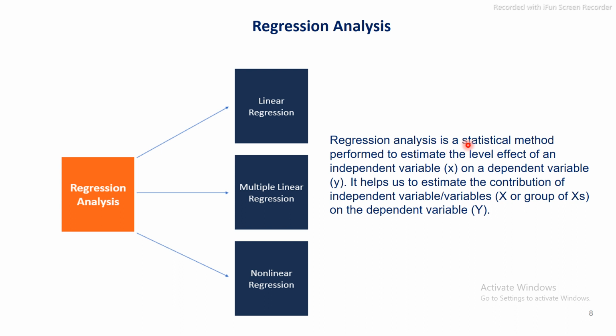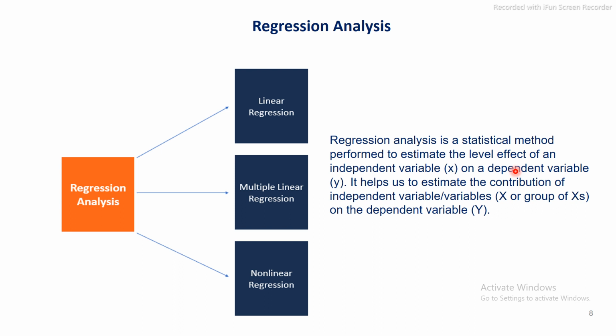So regression analysis is a statistical method performed to estimate the level effect of an independent variable on a dependent variable. What is the effect of the independent variable on the dependent variable can be calculated using regression analysis. It helps us estimate the contribution of the independent variable on the dependent variable, meaning what is the contribution of, let's say, sales on revenue. You are trying to find out the contribution of every single independent variable on the dependent variable. That is called regression analysis.